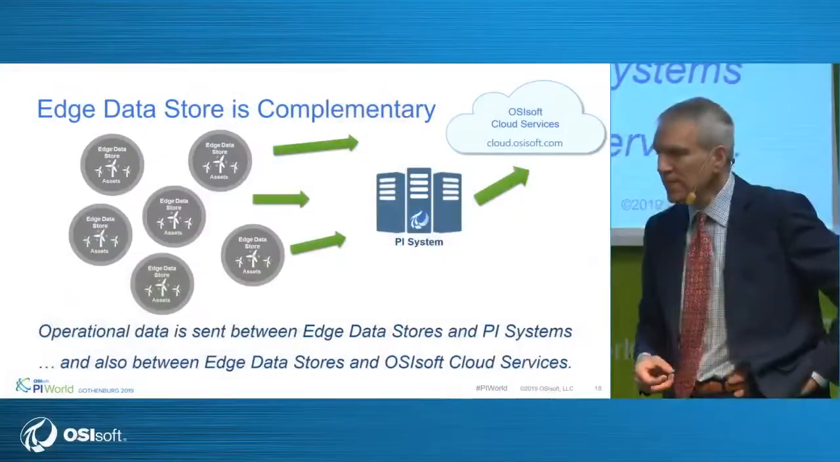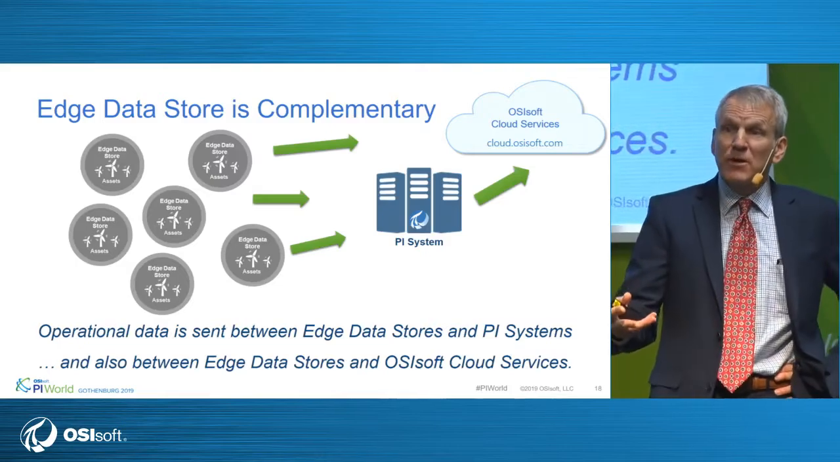Well, now as I think about application development on top, I have an application that I can build against OCS, use its API, and then the Edge Datastore's API is a subset of the OSIsoft Cloud Services API. So it shares DNA with OCS. Even though it's not Pi, it's complementary.